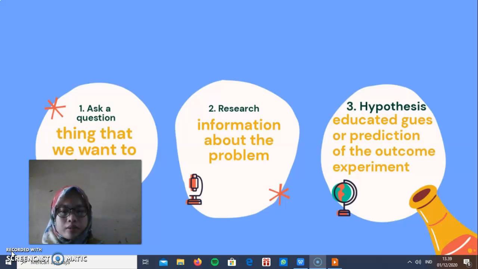And the third step is the hypothesis. Make a prediction about what will happen. After doing our research, try to predict the answer to the problem. Also, it must be able to be tested by an experiment.